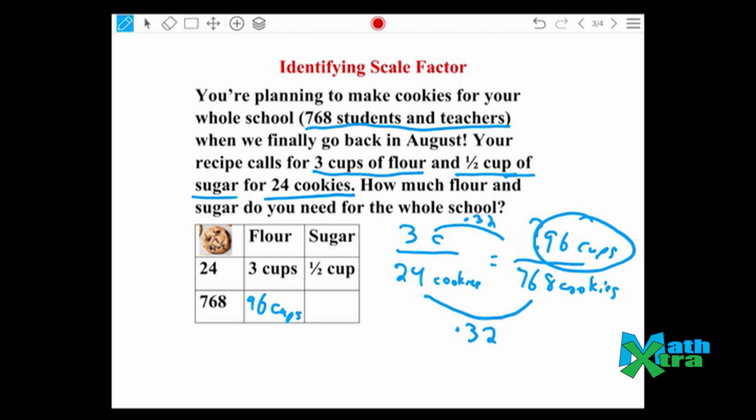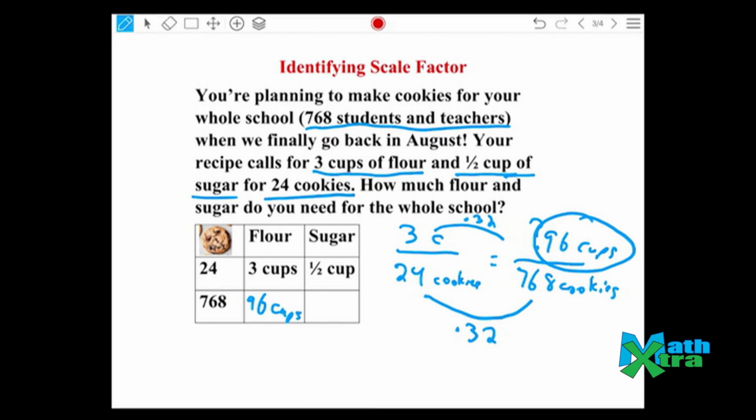Now we're thinking about the sugar. I'm going to give you a minute to try this. Set up your fraction and try to figure out what we are going to multiply to get the total number of cups of sugar we're going to need. Take a second. Take a minute. And I think a minute is just about up. Well, maybe not really, but let's move on.